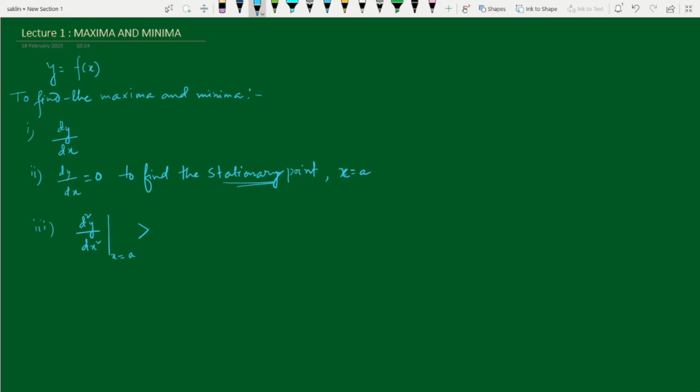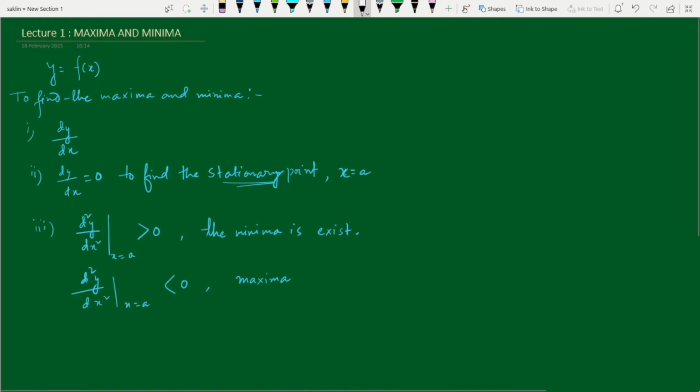If the double derivative is greater than 0, then we can say the minima exists there. Okay, if the double derivative of y at the point x equals a is less than 0, then we can say that will be the maxima. We have learned this in class 12. We have all learned this in higher secondary level.